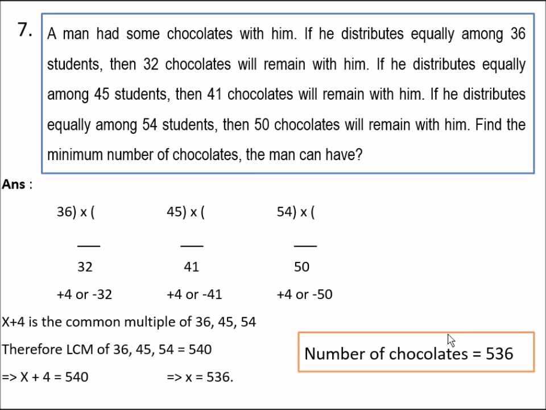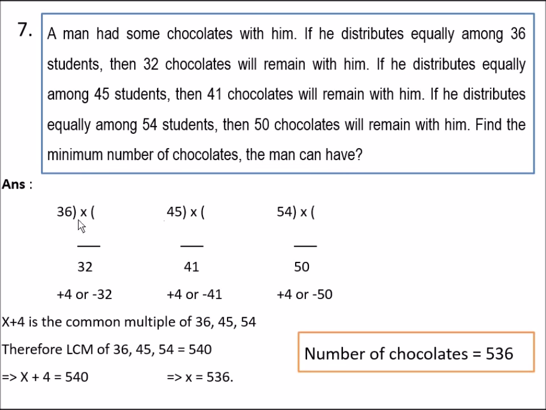Coming to the 7th question, a man had some chocolates with him. If he distributes equally among 36 students, then 32 chocolates will remain with him. If he distributes equally among 45 students, then 41 chocolates will remain with him. And among 54 students, 50 chocolates will remain with him. Find the minimum number of chocolates the man can have.